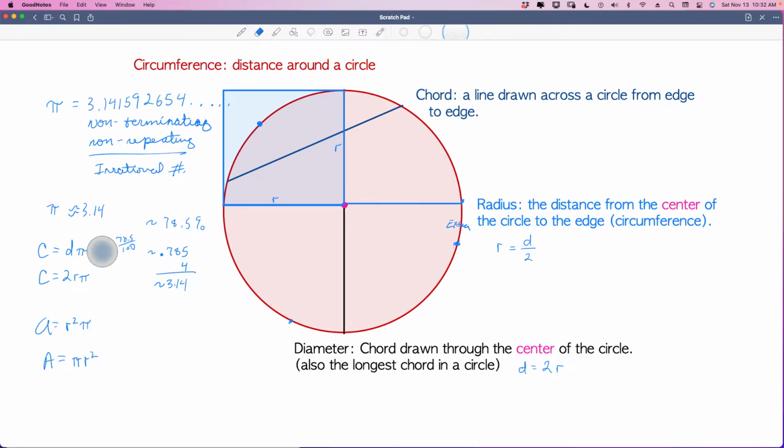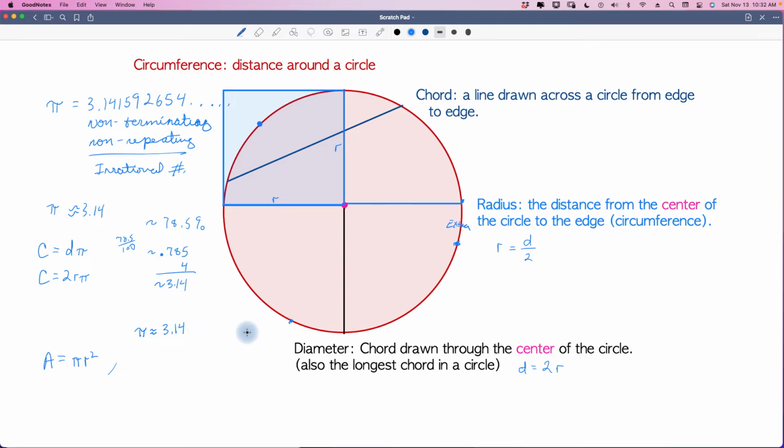So keep in mind that the area formula is pi times r squared. Circumference is either diameter times pi or 2 times the radius times pi. And that for pi, when we want to calculate pi, we use 3.14. Pi is approximately equal to 3.14.